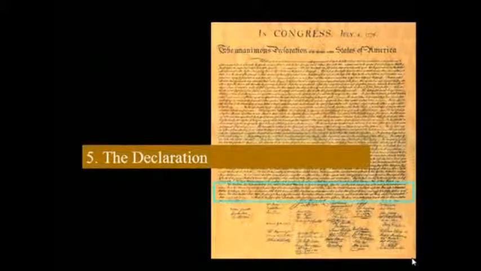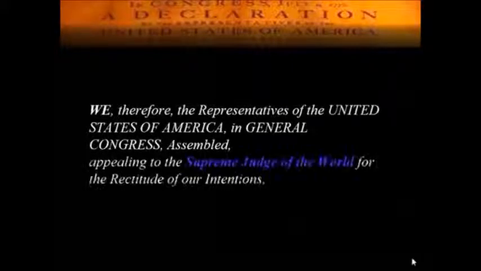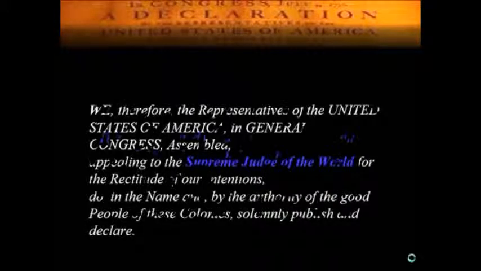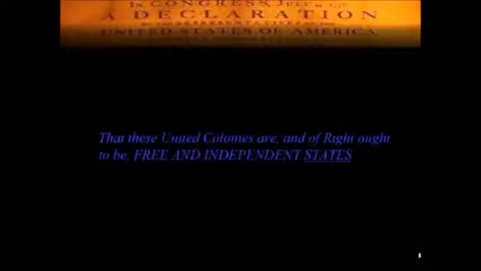Now we move to the final section where the Declaration is actually stated, and this is the statement: "We therefore, the representatives of the United States of America and General Congress assembled, appealing to the Supreme Judge of the world for the rectitude of our intentions, do in the name and by the authority of the good people of these colonies solemnly publish and declare that these united colonies are and of right ought to be free and independent states." That's the Declaration statement.